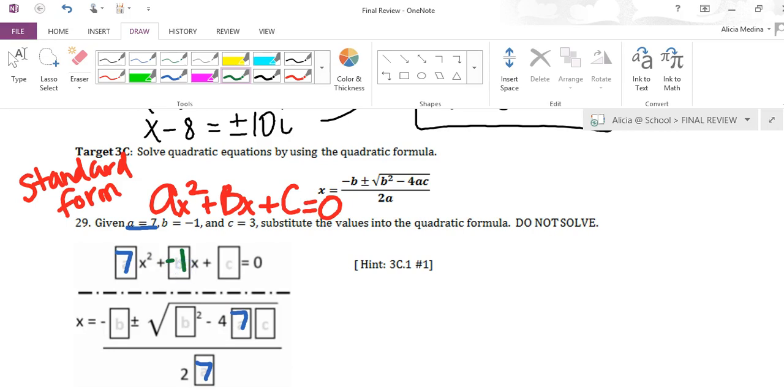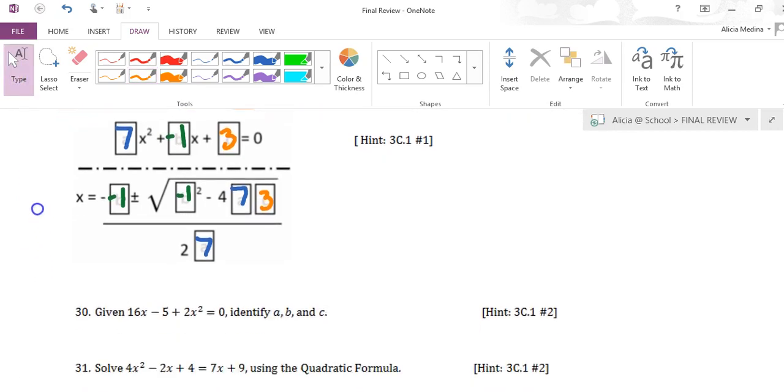Notice the first part of the equation, I do have 2 negatives. Just because it has a negative out there does not mean that you don't have to account for that other negative. Alright, the last letter was c, and our c was 3. So anywhere I see that c, I'm going to substitute in a 3. If it's just asking you to substitute and not solve, then that's all you have to do. Do not waste your time trying to solve the question.